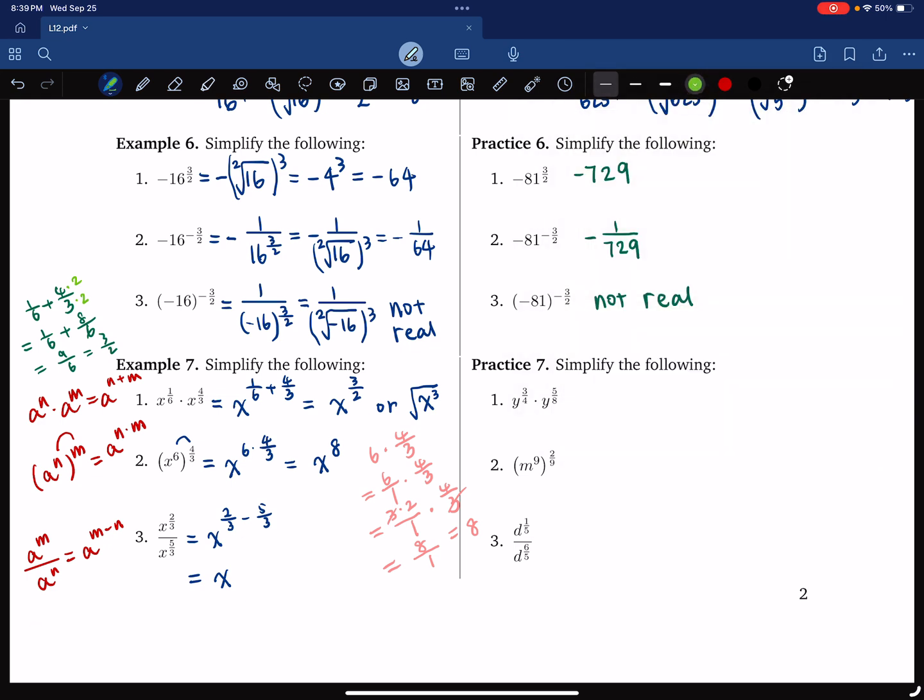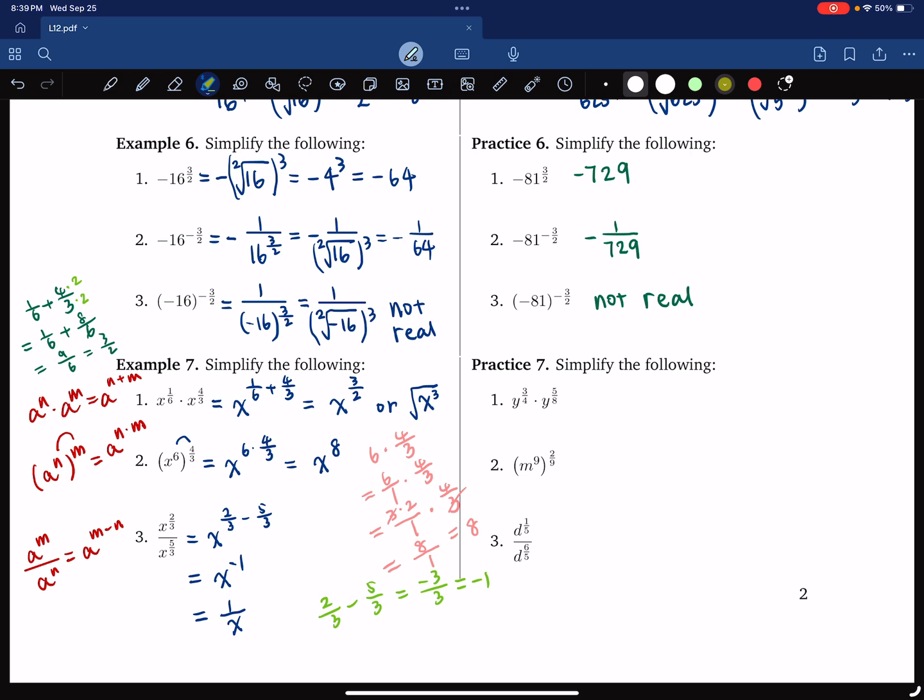2 over 3, right? Subtract 5 over 3. And this will give you negative 3 over 3, which is the same as negative 1. So we get x to the negative 1. And because we don't write negative exponents, we're going to use the negative exponential property. It's 1 over x. And that's the final answer.